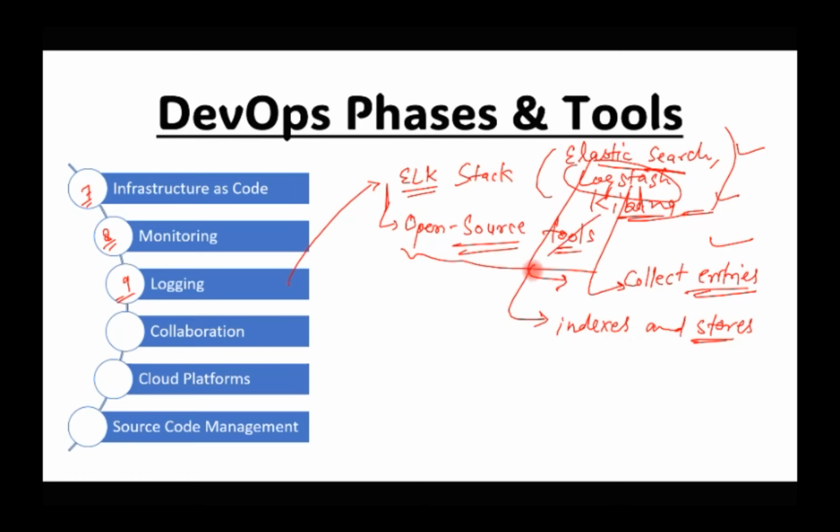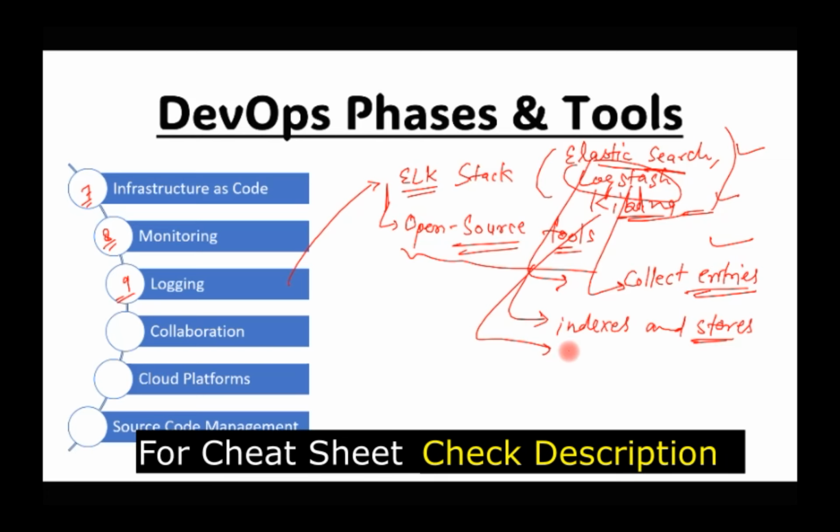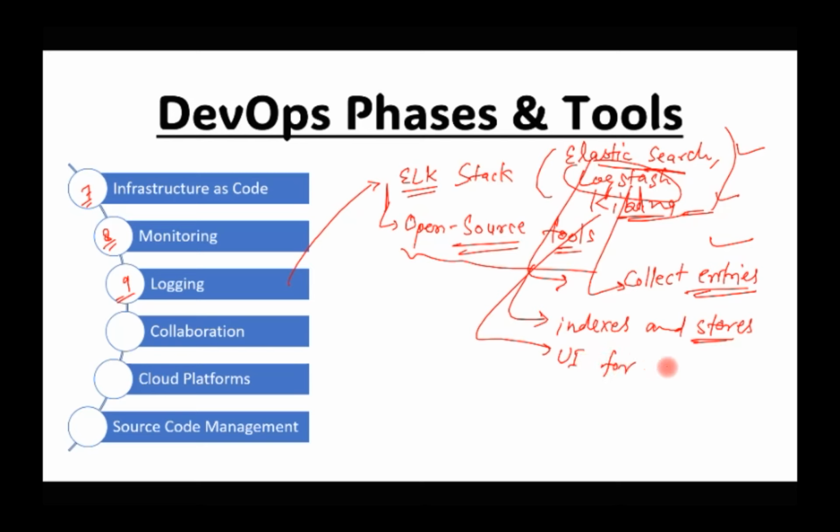Now we have the third component, that is Kibana. It provides a user interface for visualization. How will it visualize? We can use its dashboard feature, charts, and also graphs. These are the functions of all three components, which enable developers and operations teams to troubleshoot issues, track application performance, and detect security threats.